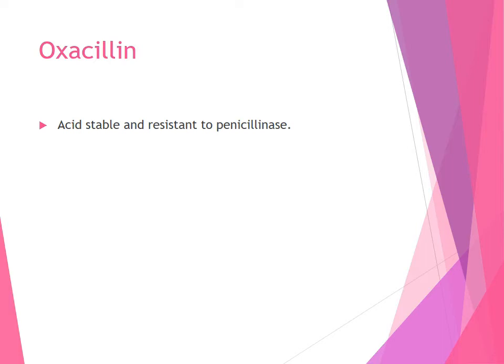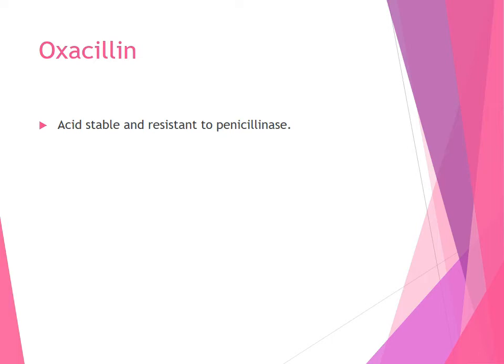Next classification, we have penicillinase-resistant penicillins. So this includes your methicillin, nafcillin, oxacillin, cloxacillin, and dicloxacillin. Please remember that your oxacillin, cloxacillin, and dicloxacillin are considered as isoxazolyl penicillins.